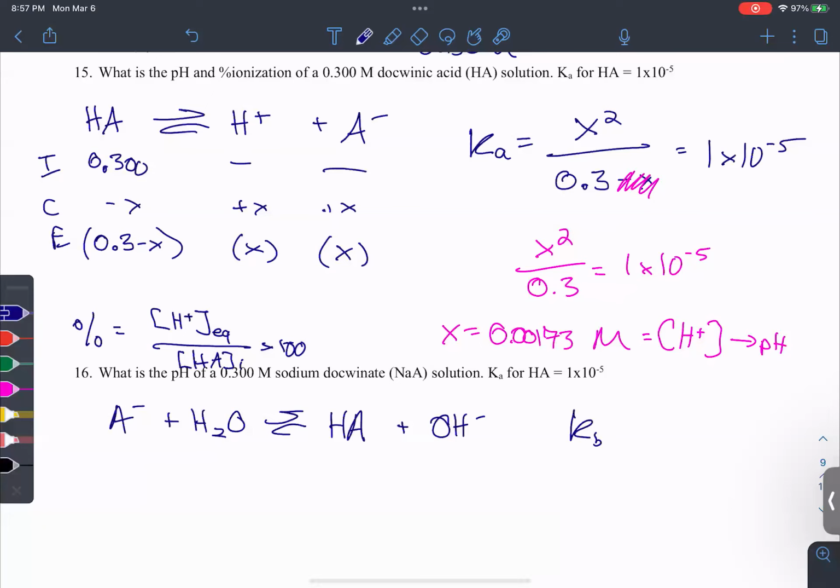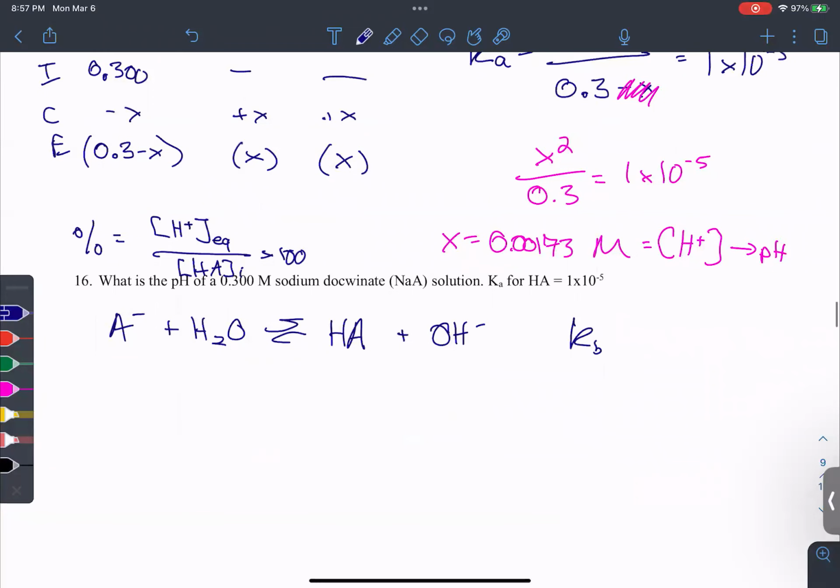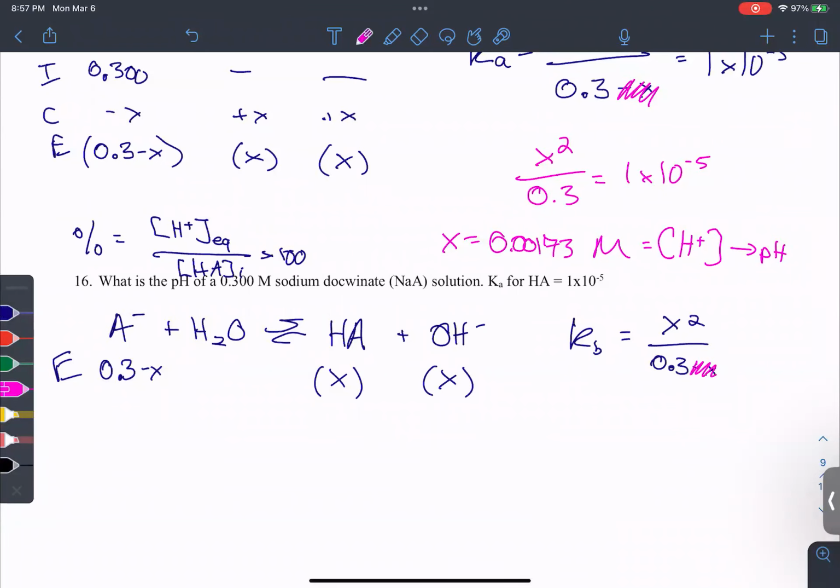So this is the Kb. Okay, so when you do the ice table and you get the equilibrium line, I'm going to skip some steps. All right, A minus, you have 0.3 minus X. You lost some water, but who cares? You gain X amount of HA and you gain X amount of OH minus. So when you draw out Kb, what is it? X squared over 0.3 minus X. Do we care about the minus X in the denominator? No, we don't. So we can make an approximation.